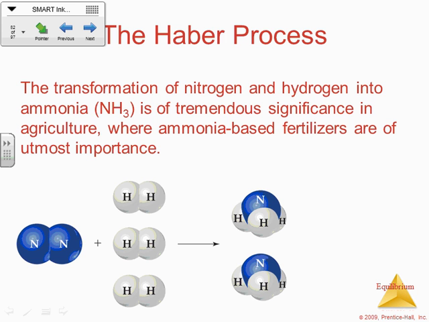So this is basically what I just said. It's very important in agriculture. And so the reaction here, N2 plus 3H2 yields 2NH3. And that's the Haber process.